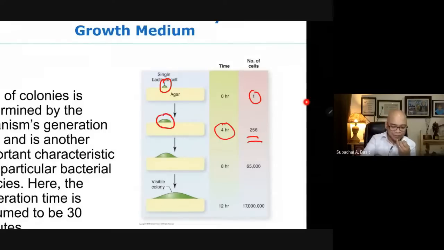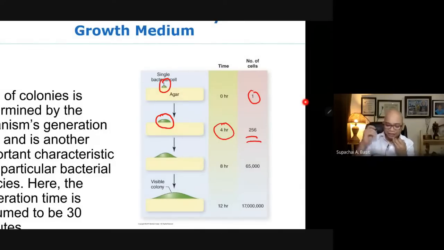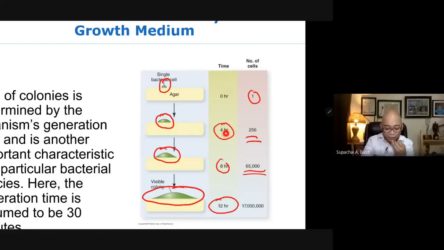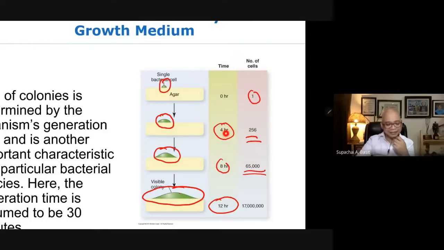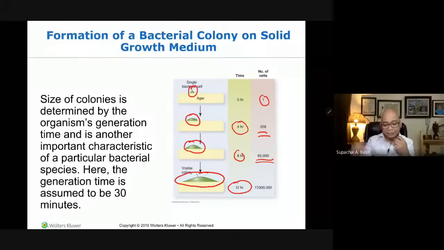colonies are much bigger, but still not yet visible. After 8 hours, the bacterial cells number about 65,000 and the colonies are not yet visible. But after 12 hours, the colonies become visible. And each colony, this is just one colony, contains about 17 million bacterial cells. So that is the size of the colonies. Which means that the bigger the colony, the older the bacterial cells are.